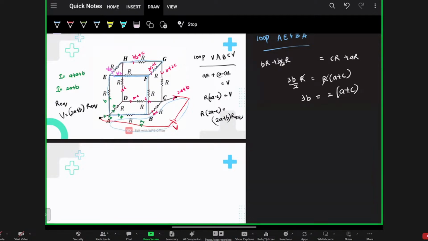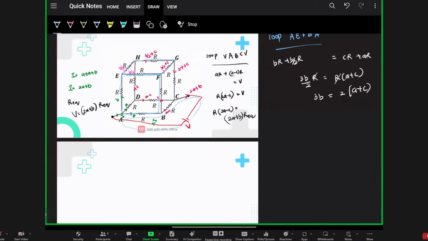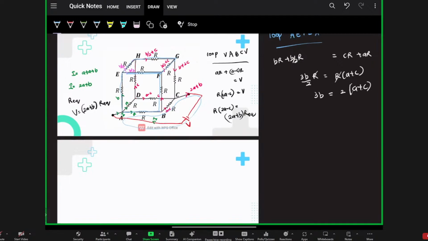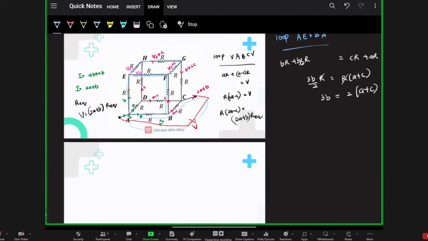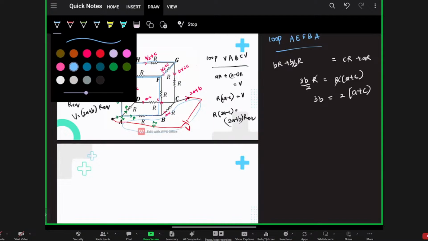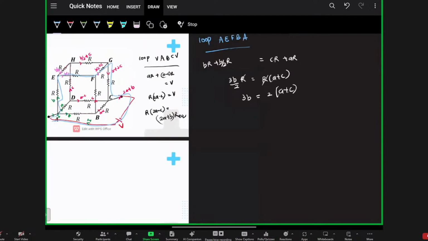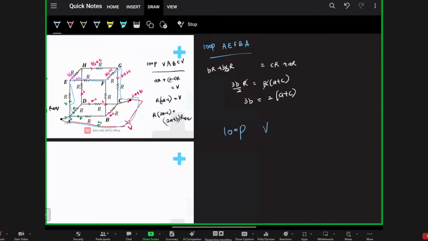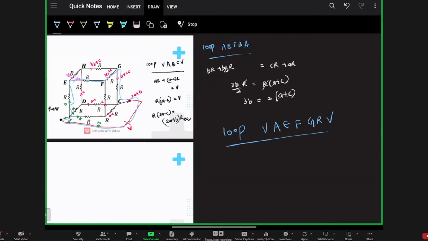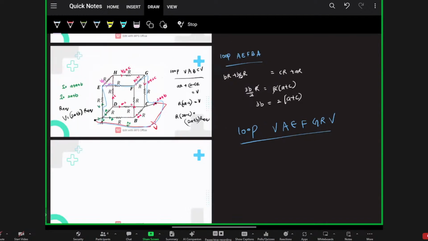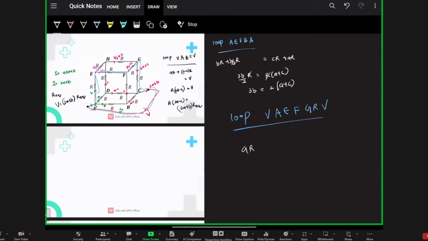So BR, B by 2 R, then C plus B by 2. Okay, C plus B by 2. So let me take this branch. Let me take C, see this branch. So see the loop V A E F G R V. Okay, from this loop, see AR drop plus V A E.